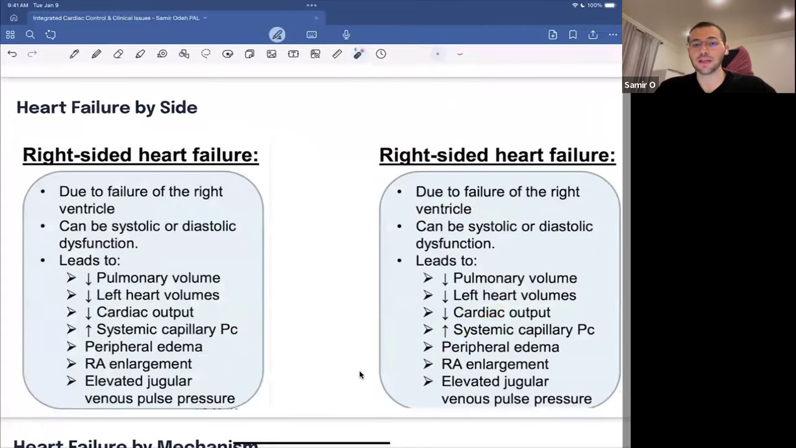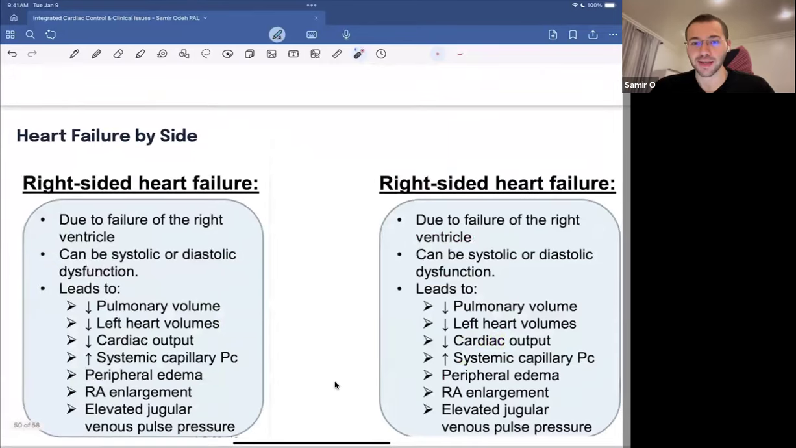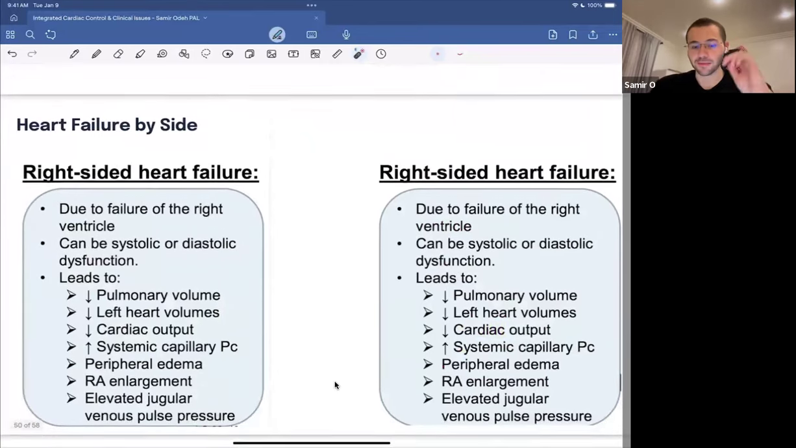So let's talk about the difference between right and, oh my God, I just realized I put right. Oops, this can't be right. Can you guys just give me a second while I fix this?